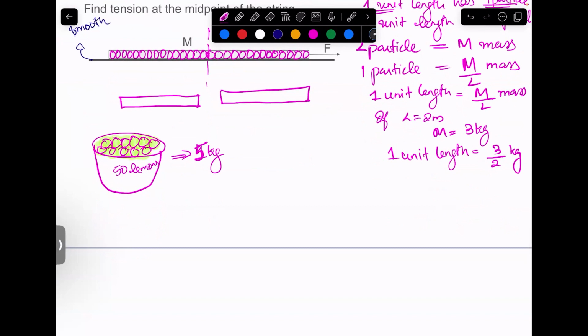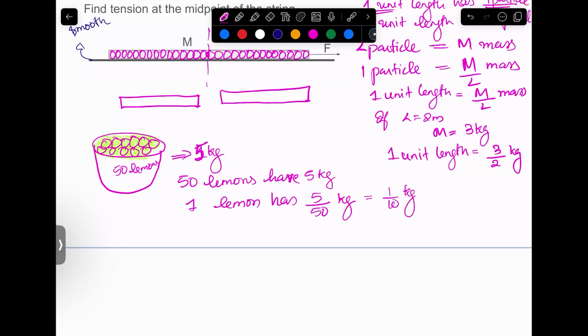So what is the weight of one lemon? 50 lemons has 5 kg, so one lemon has 5 by 50 kg. That's how it is, right? So that is equal to 1 by 10 kg. In a similar manner, we are dealing here also.